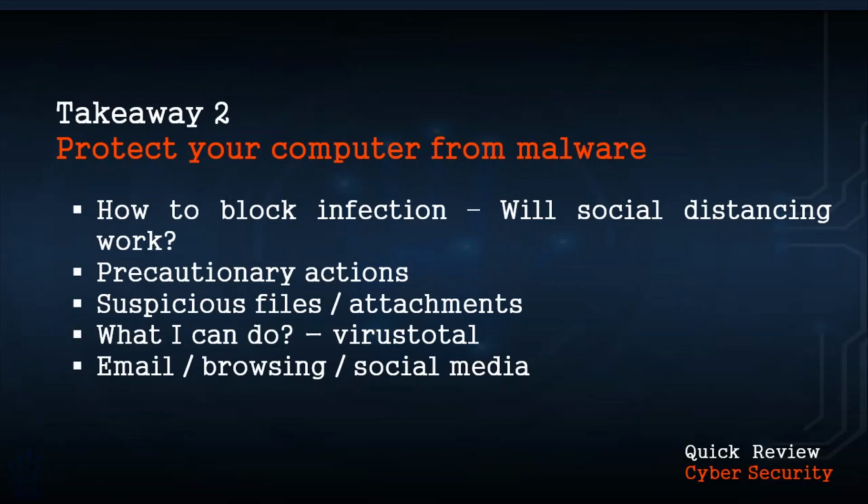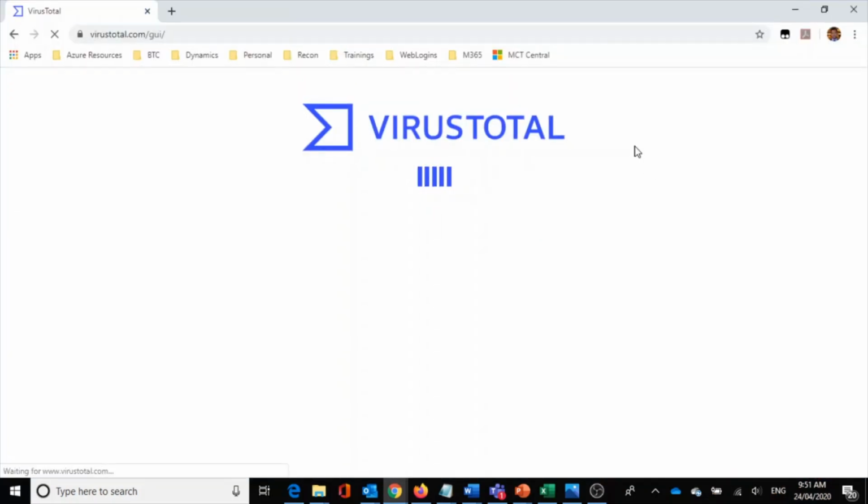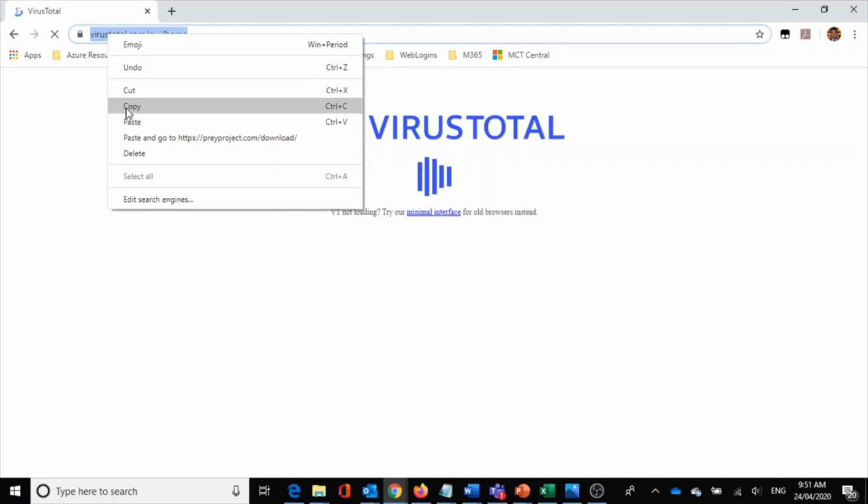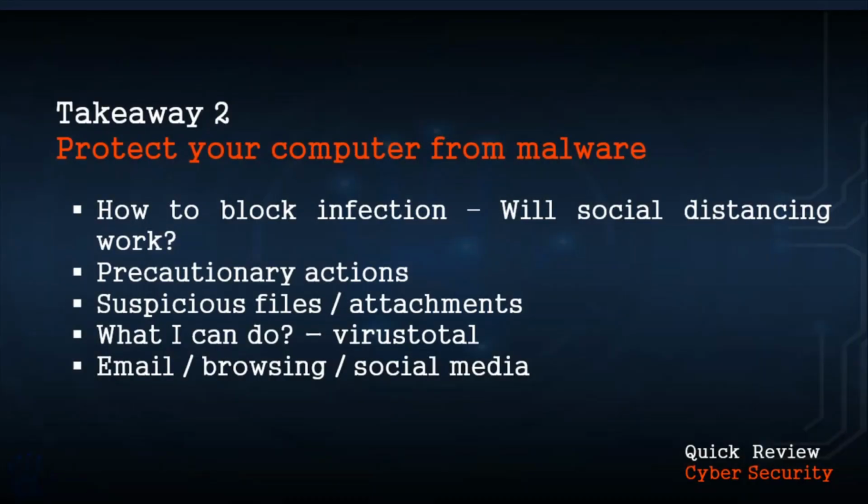The other thing that you can do is, if you get a link or suspicious code, you can upload it to this website, virustotal.com. I will put all these links in my description, so you don't have to worry about it. If you go to virustotal.com, there is an option to upload suspicious code. Once you upload it, this tool will test the code for you, and it will confirm whether it's malicious or not.